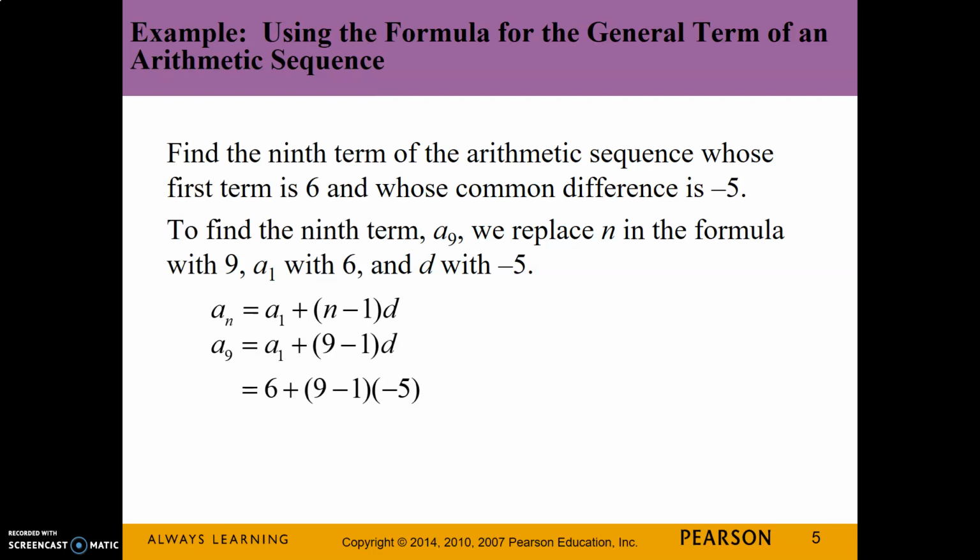So simply, carefully simplify this expression, excuse me, and you end up with negative 34, which is pretty straightforward and also pretty reasonable. If I start at 6 but I'm decreasing by 5, I'm going to get negative pretty quickly. So the ninth term here is negative 34.